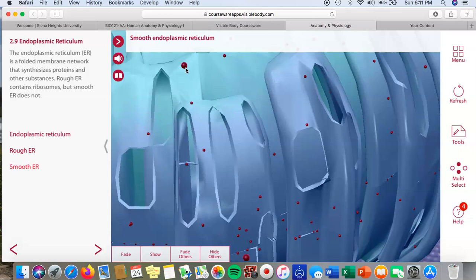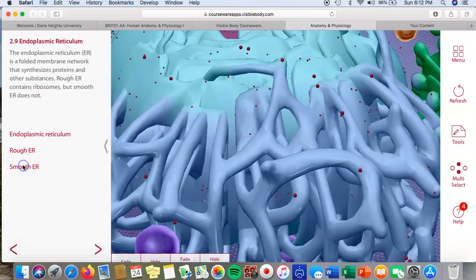So it might be unsurprising to know that the primary job of the rough ER is the synthesis and modification of proteins. But these ribosomes also are found in the cytoplasm, in the cytosol in general. The ribosomes that are attached to the rough ER make proteins that are destined to either become part of the cell membrane or to leave the cell. So the rough ER will synthesize and modify proteins that will then be packaged up and exported from the cell.